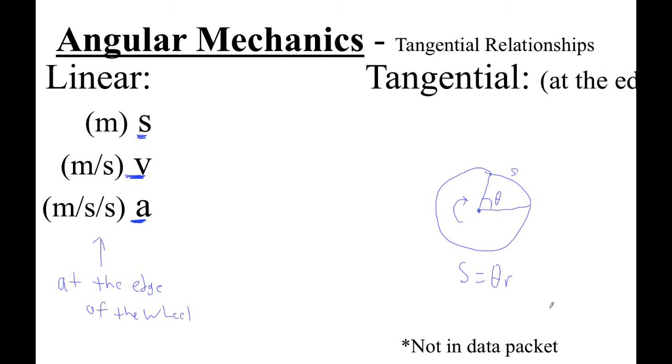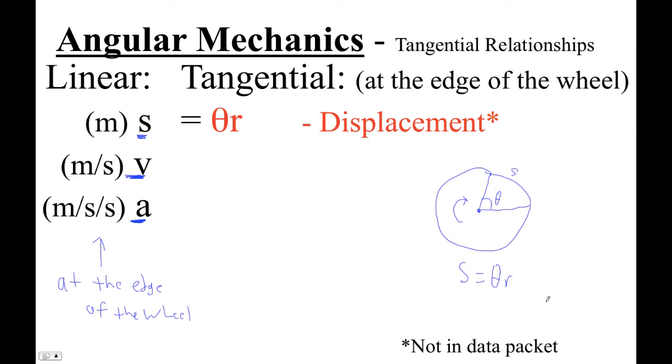So let's just hit the right arrow here. Okay, that is not in the data packet, so they're assuming that you understand the basic definition of a radian and angles and all that stuff, right? If you don't know it, memorize that thing, right? So that one's not in the data packet. Oddly, the tangential velocity is in the data packet. They've got that in there.